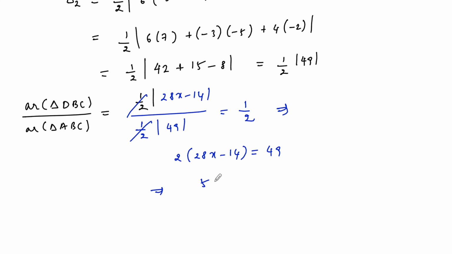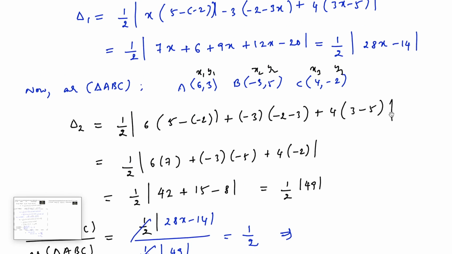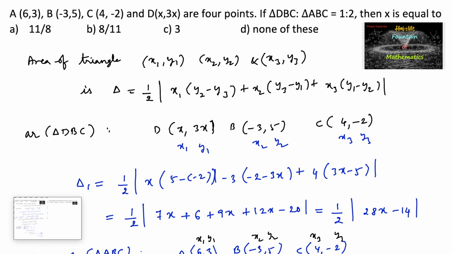So 28 times 2 is 56, 56x minus 28 is equal to 49. Or we can write 56 times x is equal to 49 plus 28, that is 77. So we can write x is equal to 77 upon 56. That is 7 eights are 56 and 7 elevens are 77. So x is equal to 11 by 8. So we can go with option A, that's 11 upon 8. Okay.